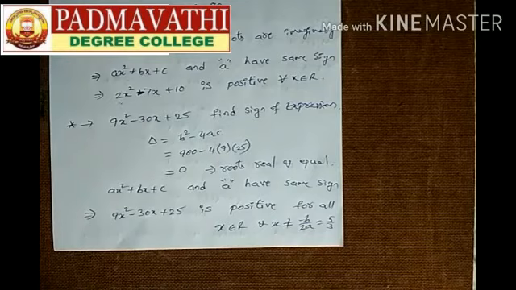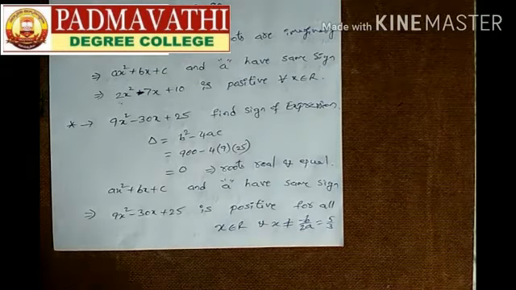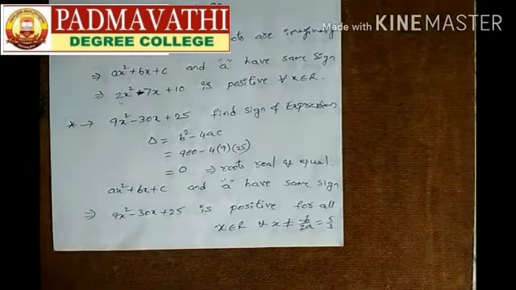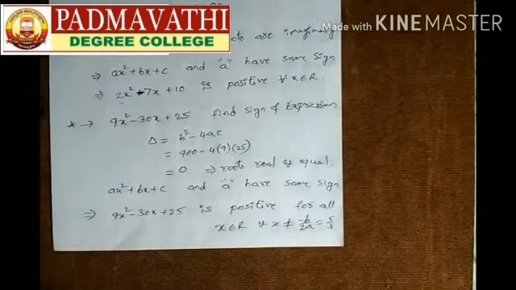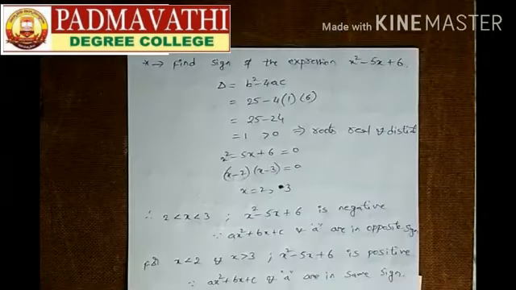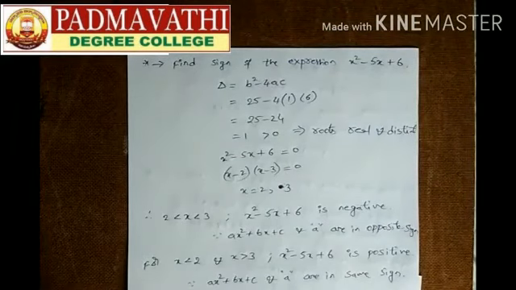If we substitute this 5 by 3 in the given expression, it will become 0. So that's why we exclude that value from the real numbers. All remaining values will give positive when you substitute in the expression 9x square minus 30x plus 25. So this is the example for the second case, the second theorem. Next, one more question we can do for the third theorem. This is the example for the third theorem.